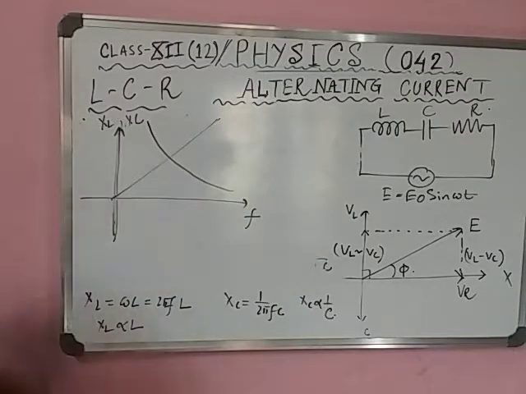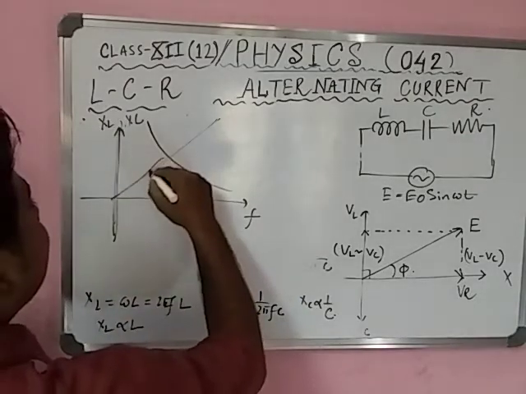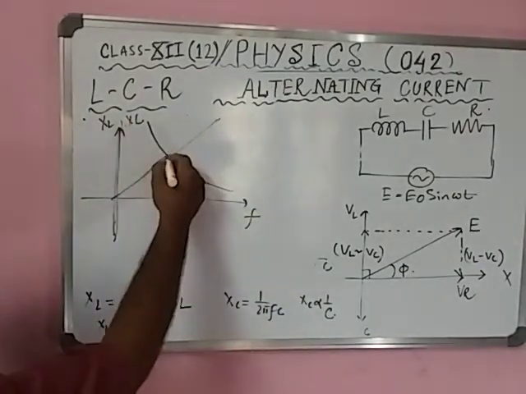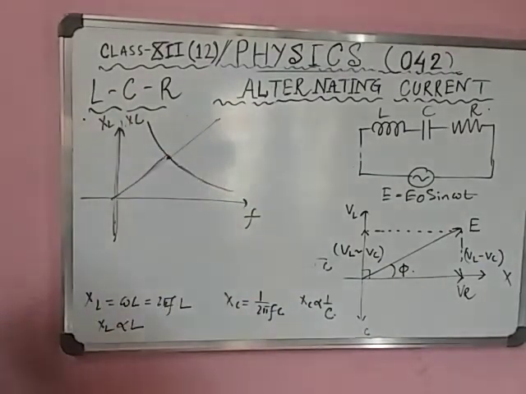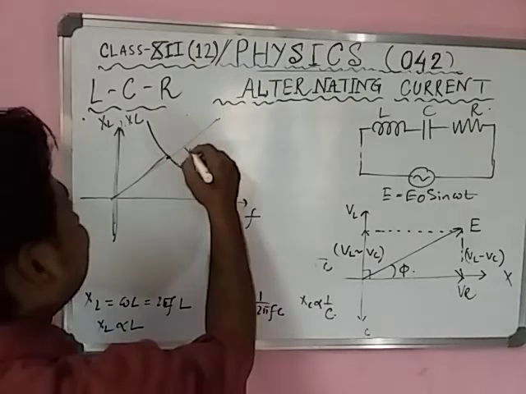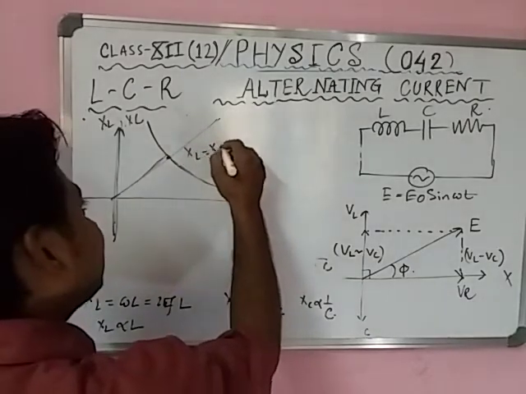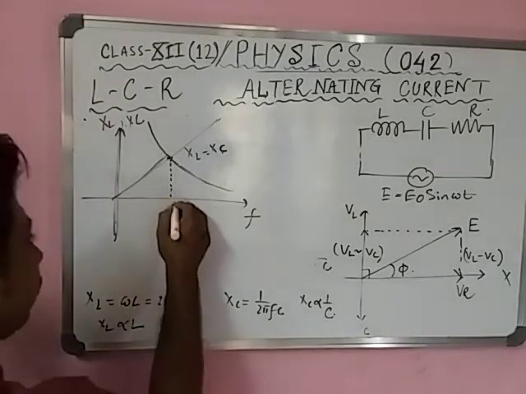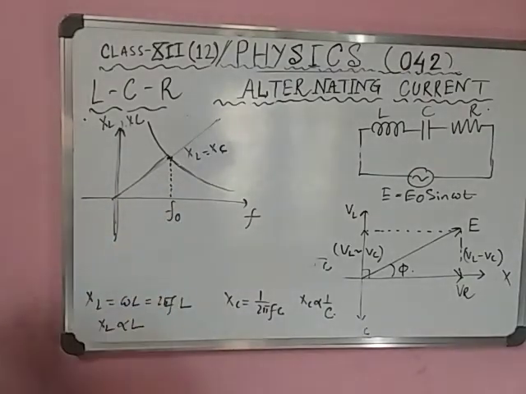Students, you can see a sharpness occurs. This is a sharp resonance. This is the resonant condition, where XL equals XC. If we mark the frequency here, this frequency is nothing but f0, and it is called the resonant frequency.